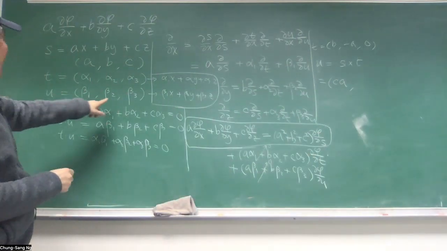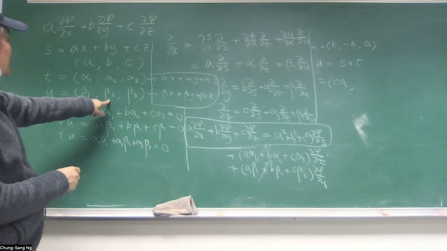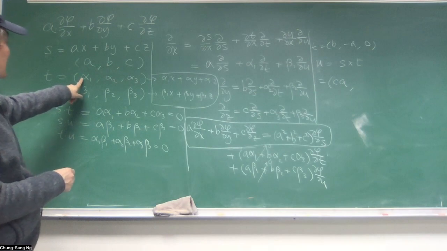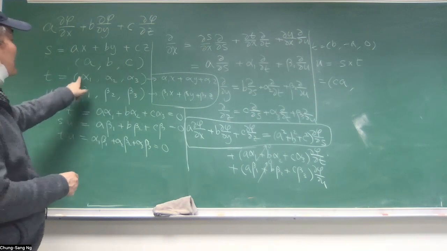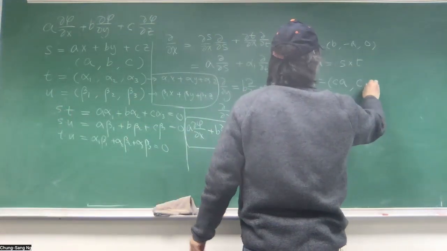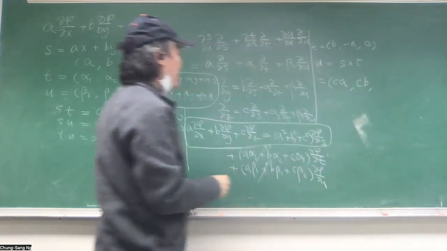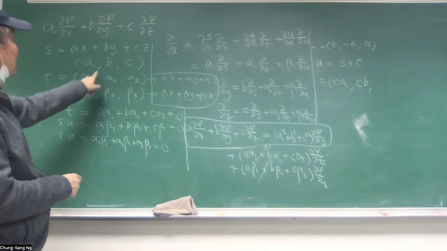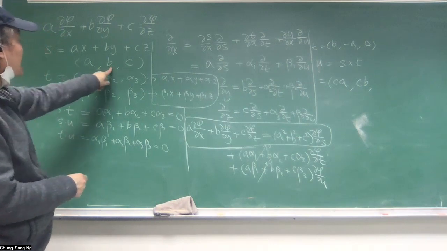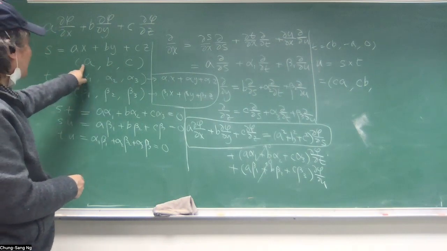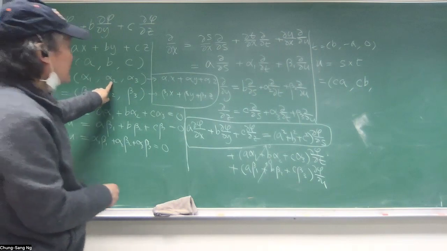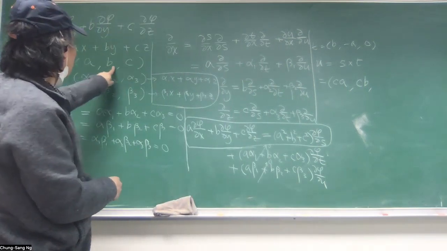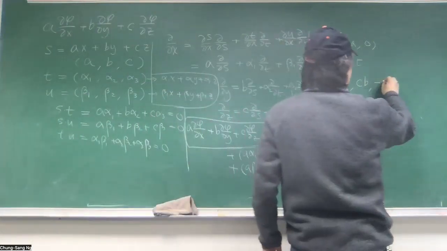Likewise, beta 2 will be C times alpha 1 minus A times alpha 3, which is 0, and C times alpha 1 is C times B. Then finally, beta 3 will be A times alpha 2 minus B times alpha 1. This is minus A, so A times this is minus A squared, and this times that is B times B, so minus B squared.